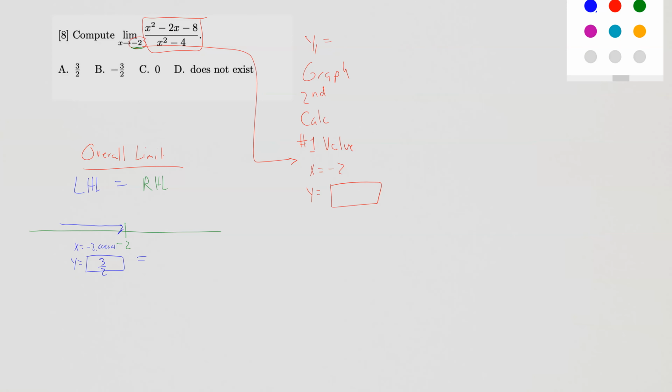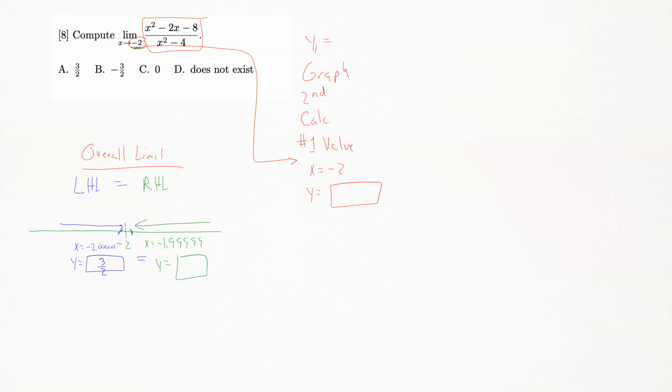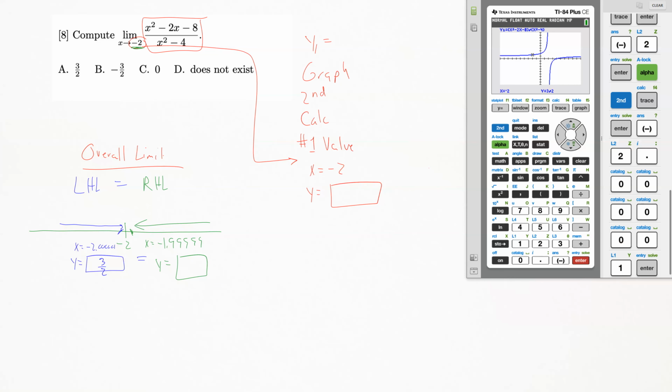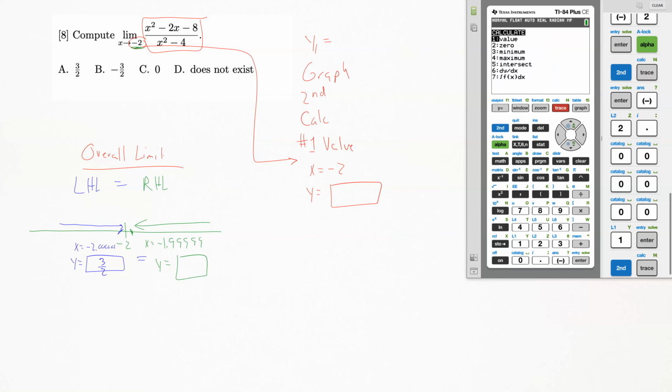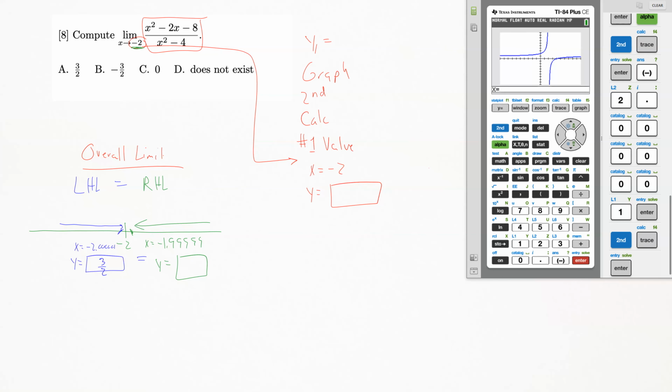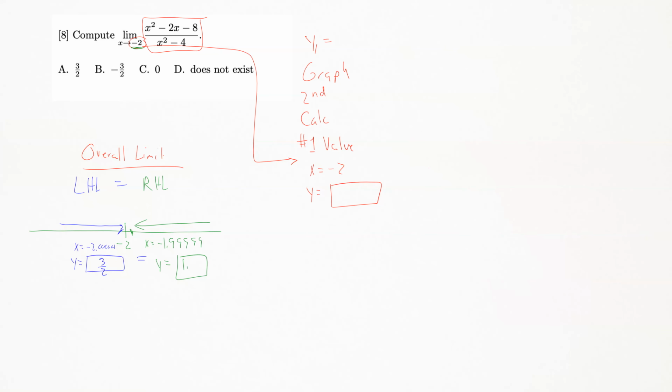Now what I want to do is just go test a value really close from the right-hand direction. So as I approach it from the right, it would be looking like I'm headed towards an x value equaling something like -1.99999. So we'll go type that in, and we'll see what y value comes out there. And then we'll check to see if they're the same y value. So we'll do our second calc, and then we want number 1, which is value, so we'll hit enter, and this time we're going to type in -1.99999, and we hit enter, and this time it tells me not a fraction but a decimal of 1.5.